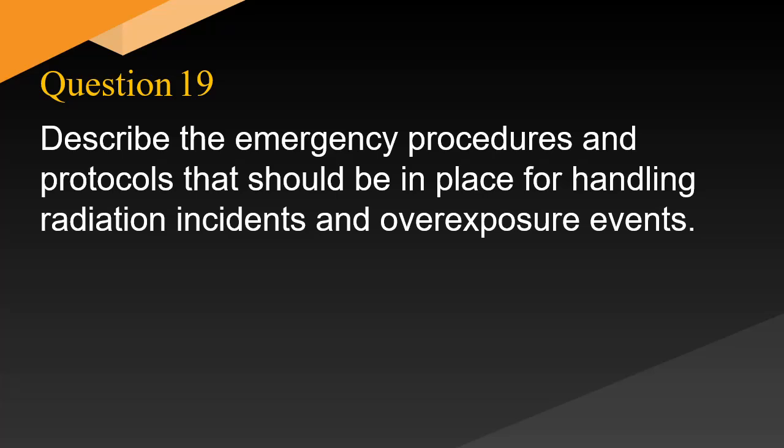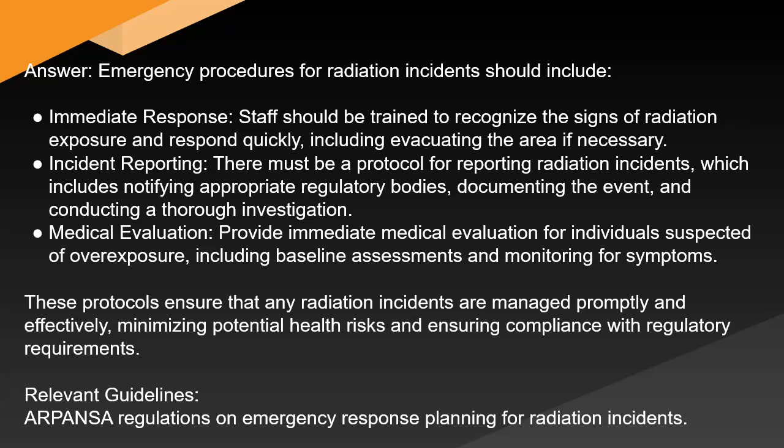Describe the emergency procedures and protocols that should be in place for handling radiation incidents and overexposure events. Answer: Emergency procedures for radiation incidents should include immediate response. Staff should be trained to recognize the signs of radiation exposure and respond quickly, including evacuating the area if necessary. Incident reporting. There must be a protocol for reporting radiation incidents, which includes notifying appropriate regulatory bodies, documenting the event, and conducting a thorough investigation.